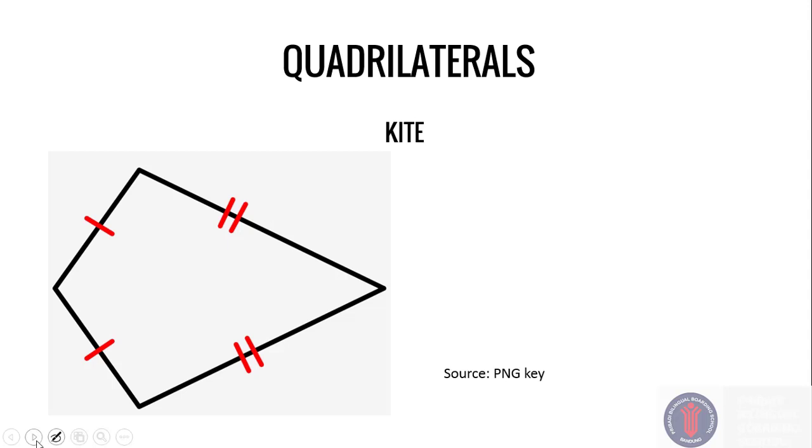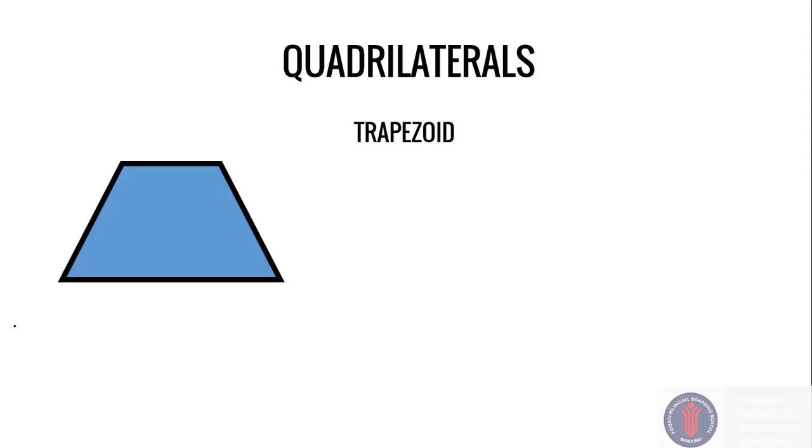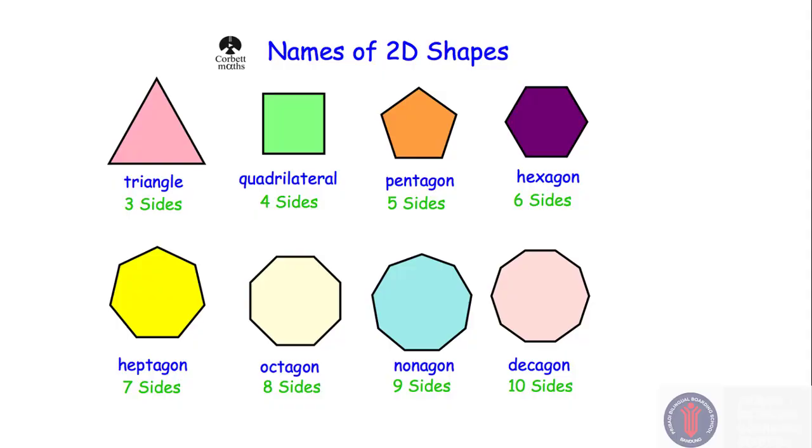Kite. A kite is a quadrilateral where one pair of opposite sides are equal and 2 pairs of adjacent sides are equal. Trapezoid. A trapezoid has one pair of opposite sides that are parallel. So this side is parallel with this side. This one is not parallel because when you extend the line, it will meet each other.